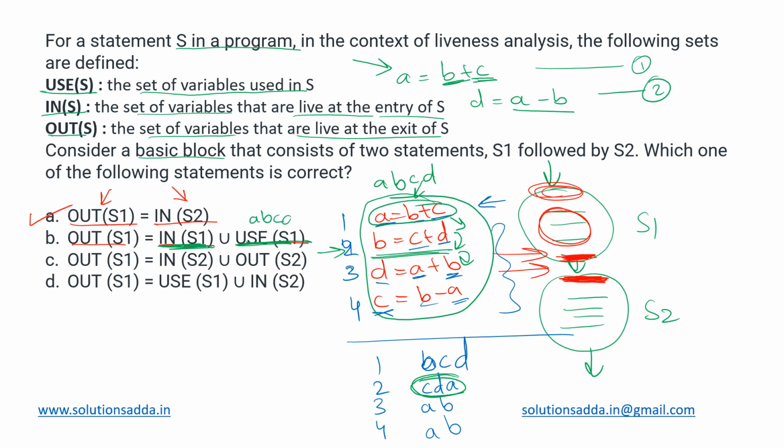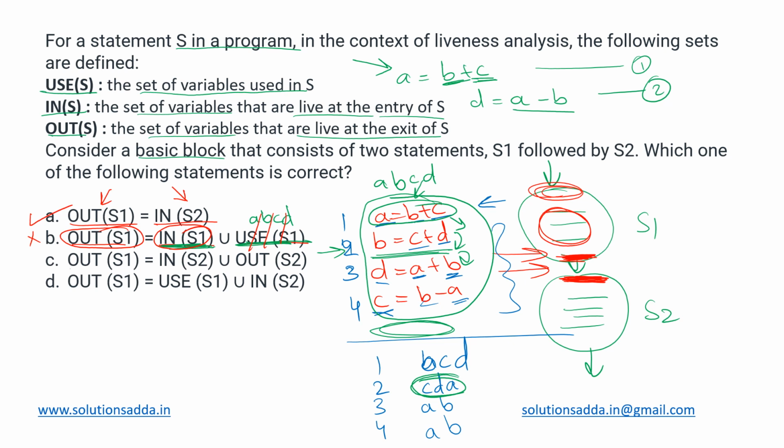And it's not necessary that it will also be live at the end of the block, because inside a block, the variables get killed. So it's not necessary that those which were live at its beginning will also be live at its end. It does not matter what happens in between. It's not correct, because in between, the variables do get killed. Hence, it is incorrect.